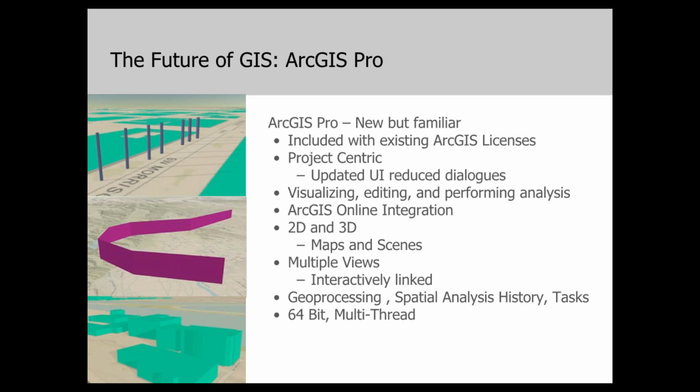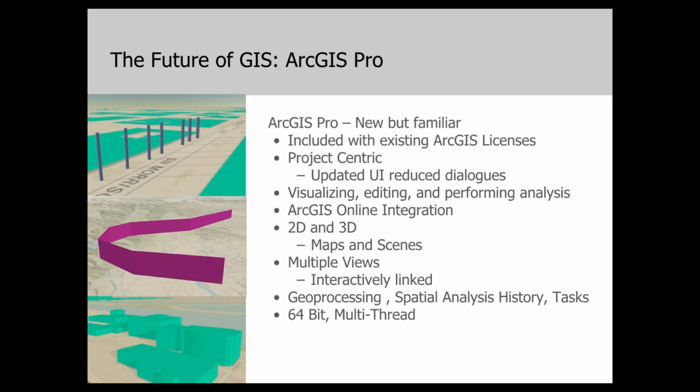One major difference in ArcGIS Pro is that it has 2D and 3D functionality, maps and scenes there, so 3D is going to be a big part that I hit on in a couple minutes. It facilitates multiple views that are interactively linked. When I say this, I'm talking about having two maps side by side, and when you pan on one, you pan on the other, and I'll get into that as well. So you still have geoprocessing, spatial analysis history, and tasks, so nothing too overwhelming there when we talk about migrating to a new piece of software.